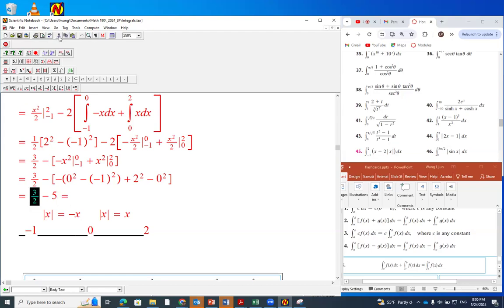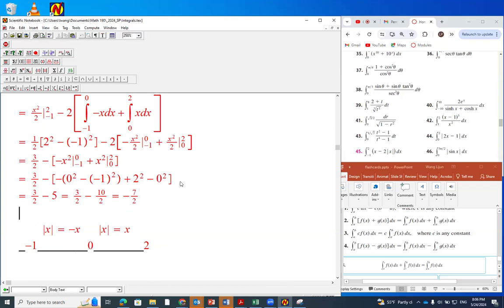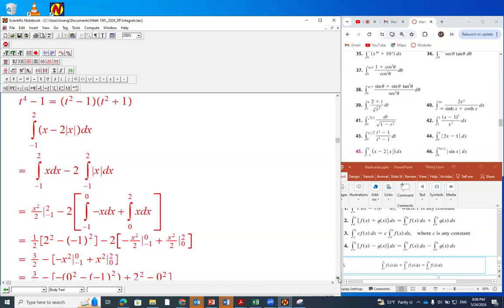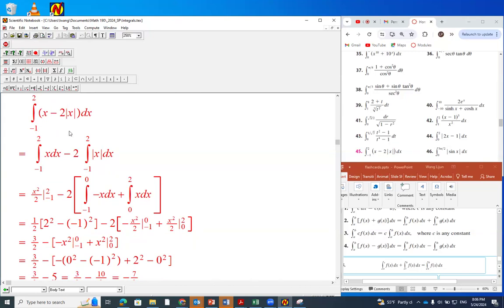Simplify. So 3/2 minus 10 over 2 equals -7 over 2. I think that's right. If there are any problems, let me know. But the main thing for this last example is the handling of sign change in the case of absolute value.